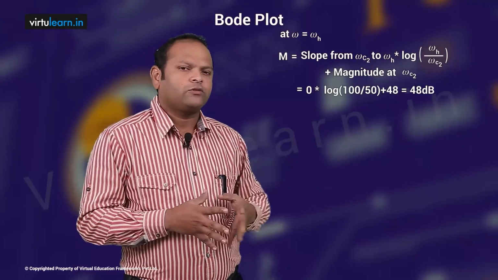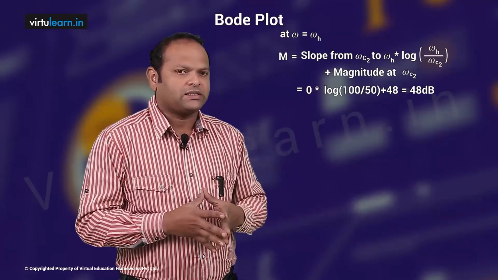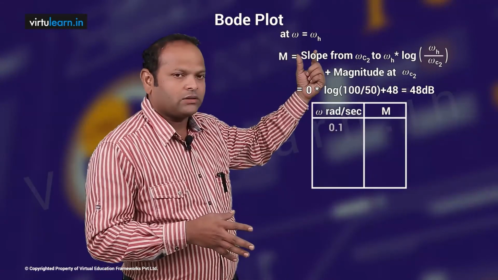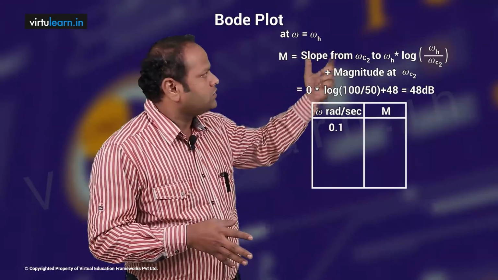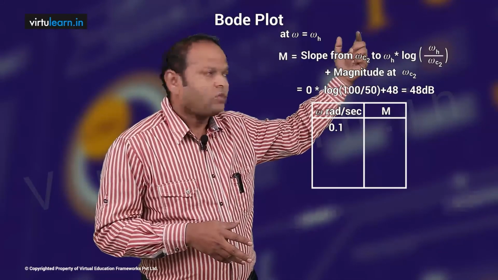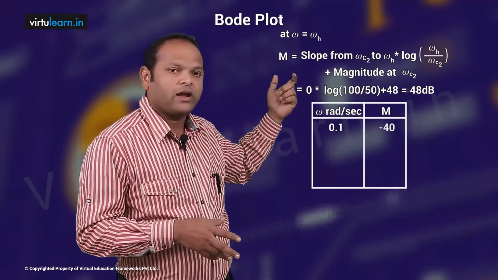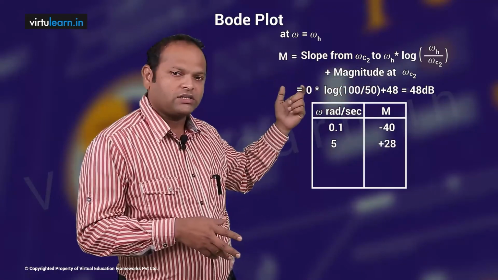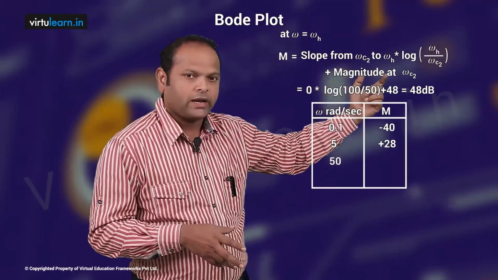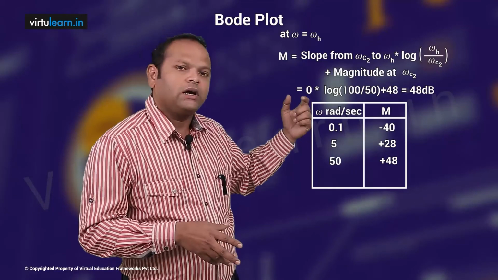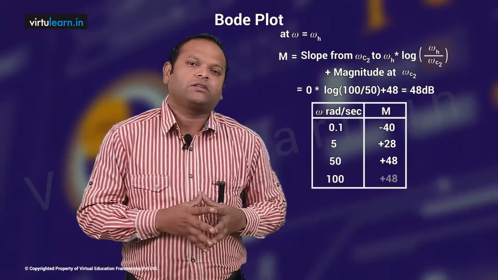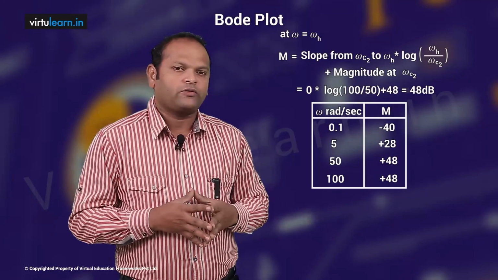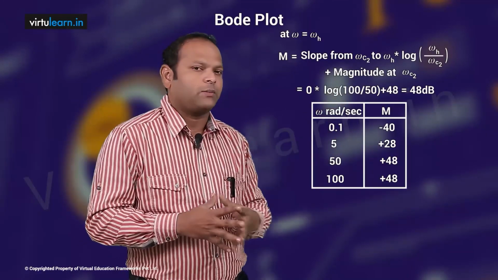So for those four frequencies, we can list out that when omega is 0.1, that is omega L, we have already minus 40, then omega c1 is 5, we have 28, and omega c2 is 50, again 48, then omega h is 100, again it is 48. So this table is enough to locate the points on the semi-log graph sheet and we can draw straight lines to get the magnitude plot.